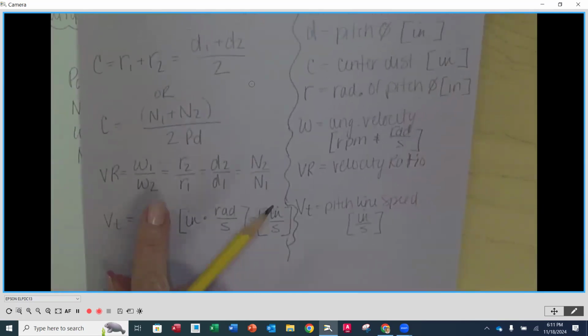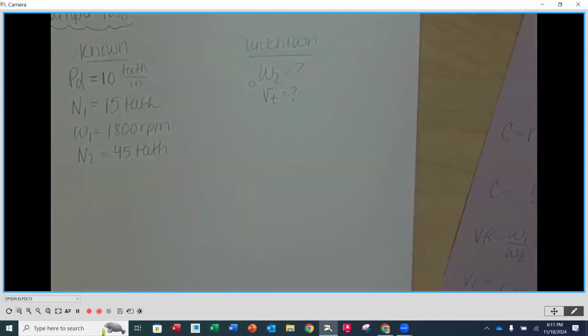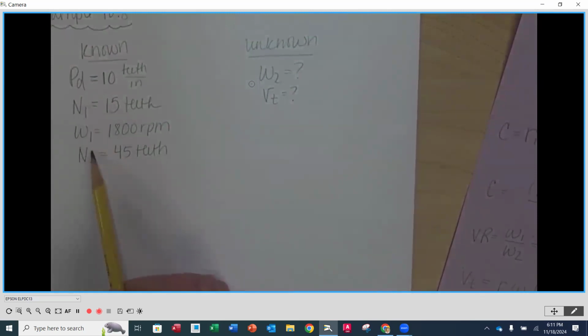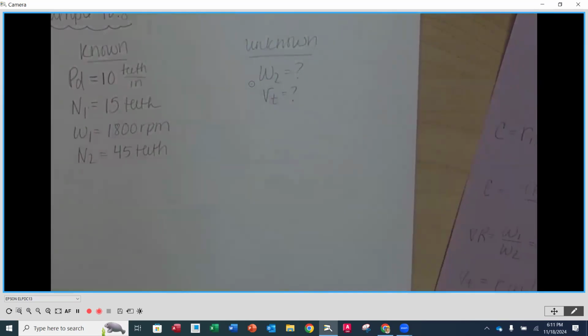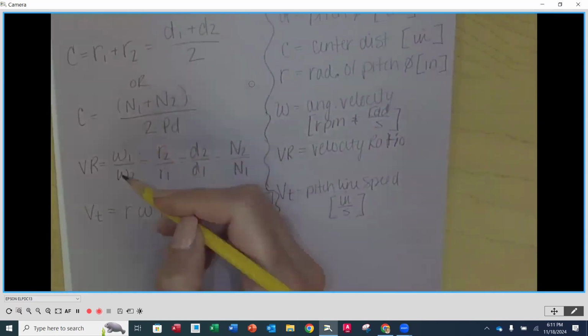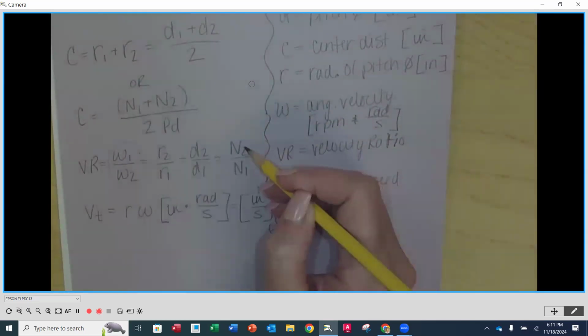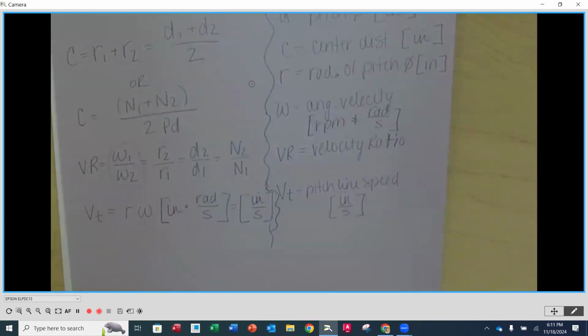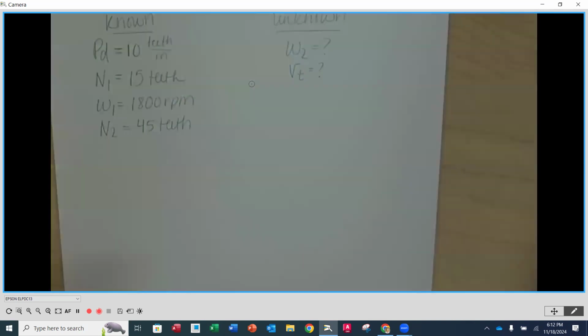But we also see W up here, don't we? With the information that we have, we know some numbers of teeth. We know one of the W's, and we need to find the other. So here in the velocity ratio relationship, okay, we can set these 2 equal to these 2. You see that? And we would know 3 of the 4, which we would only have one unknown. So the W2 then would be our unknown. Then once we know W2, we can then use the second equation to solve for the pitch line speed.